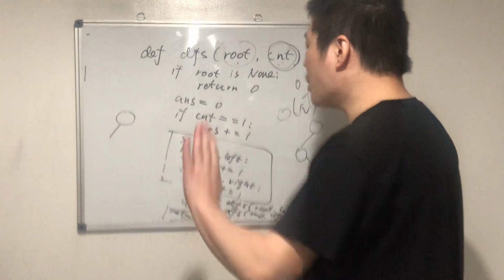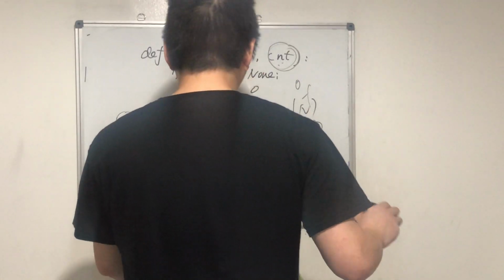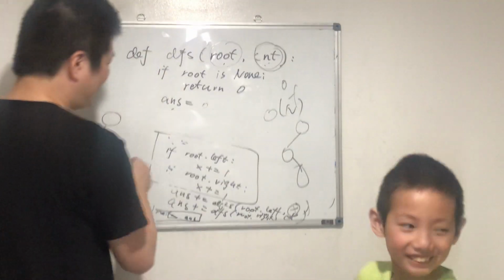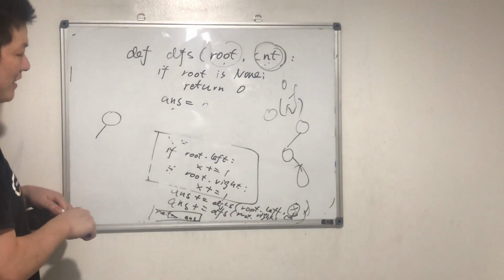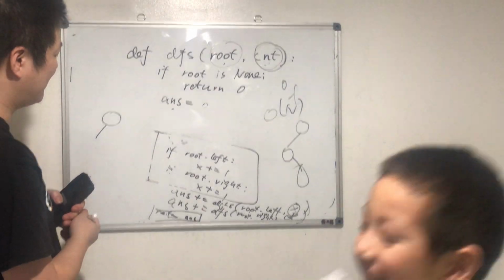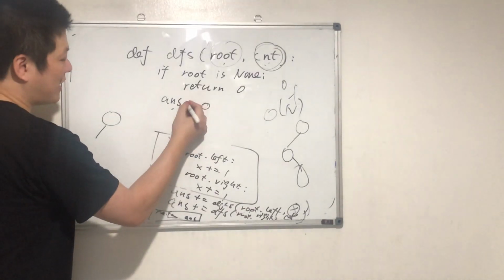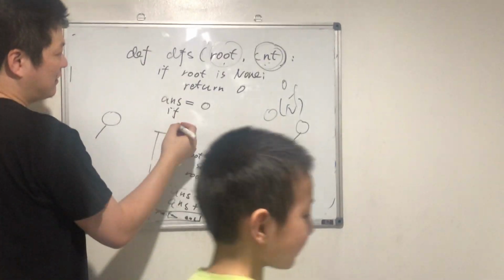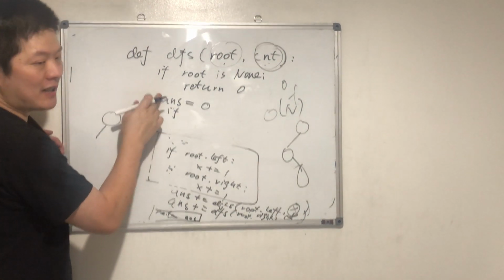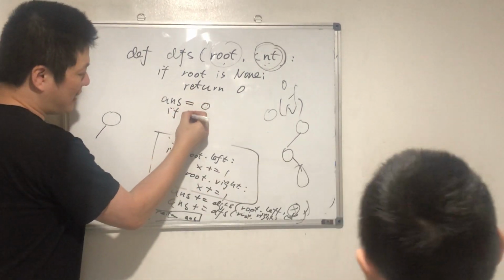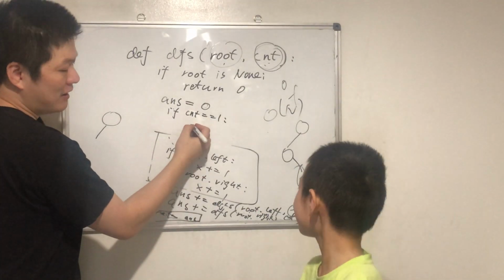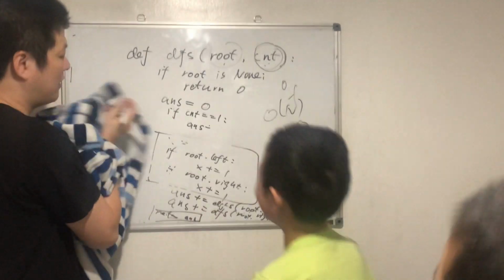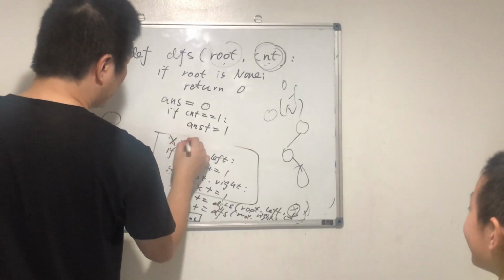Okay, let's see. I'm going to erase this. What's here? Zero. So answer equals 0. So what happens when the answer, if what? If CNT equals 1. Yeah. Equal 1. And then what happens? And answer plus equal 1. X equals 0. Okay.